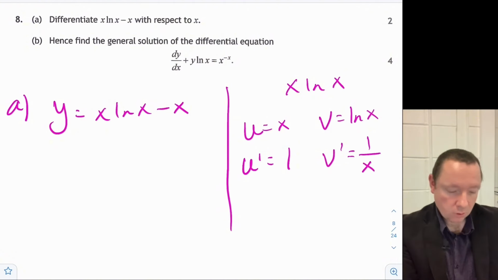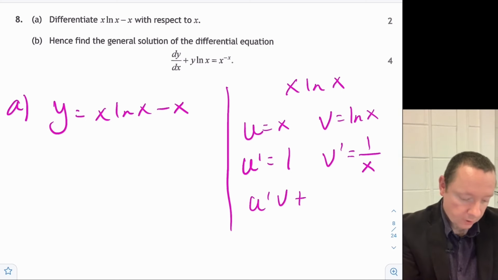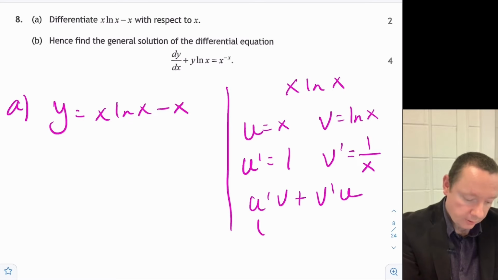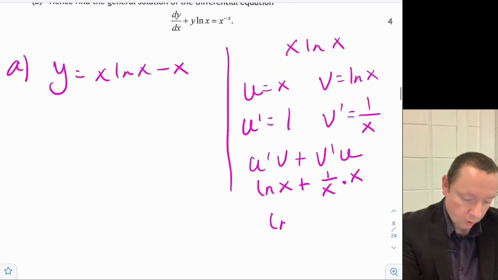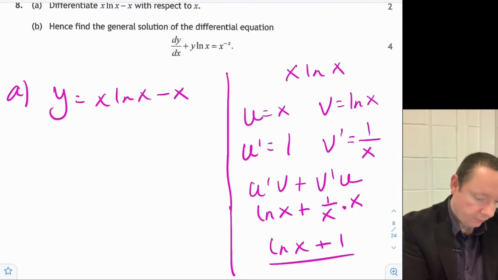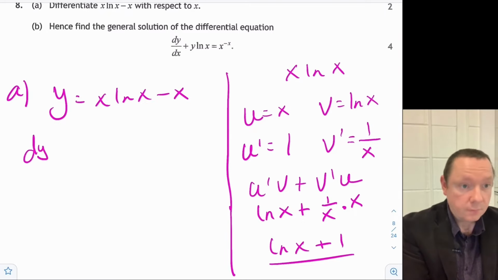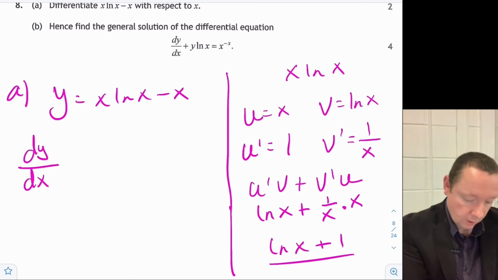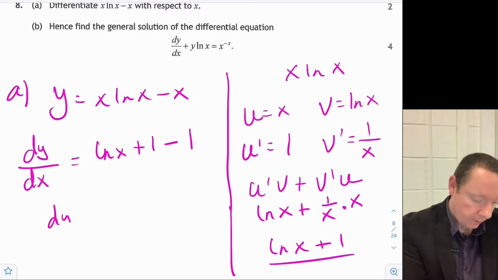And just a reminder, we've got u dash v plus v dash u. So that's 1 times log x plus 1 over x times x, or log x plus 1. So that means that on this side, differentiating it, dy by dx must be log x plus 1 minus 1, because differentiating x is just 1. So dy by dx in this case is just log x.